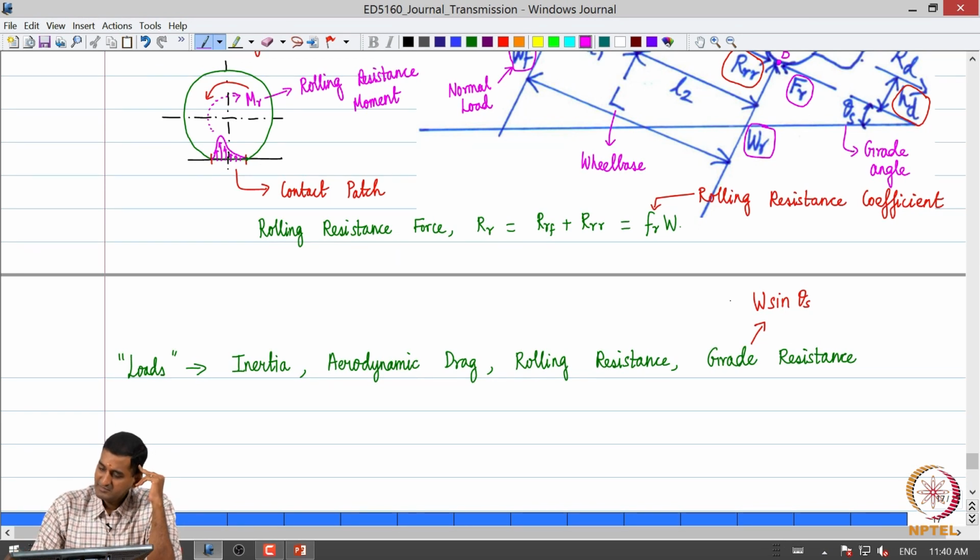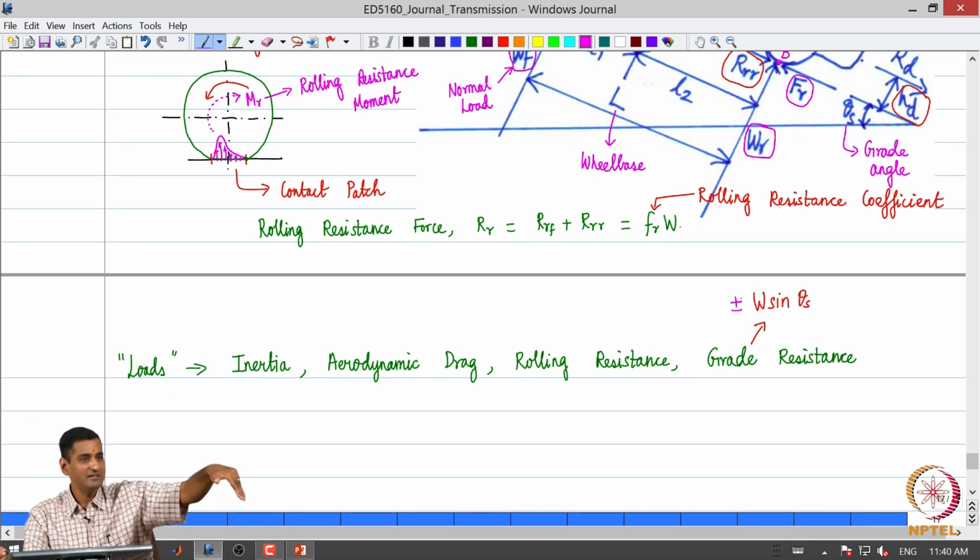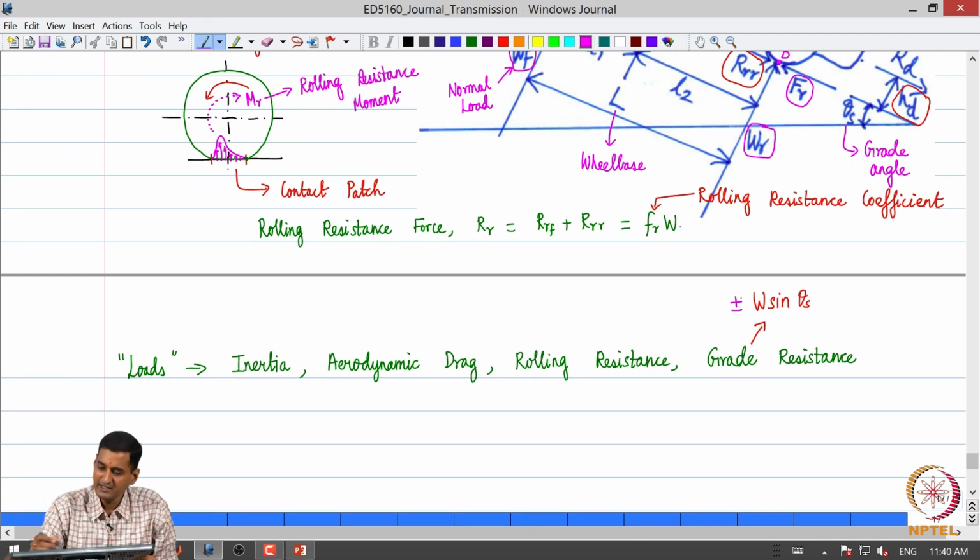Some people will put a plus or minus sign to it just to indicate that it is a resistance while going up, but it aids motion while coming down. So, the plus sign indicates that it is a resistance while the vehicle is going up, the minus sign indicates that it is aiding motion when the vehicle is coming down the grade, okay. And another load is what is called drawbar pull, okay. So, these are typical loads that act on the vehicle. So, this is the setup, okay.